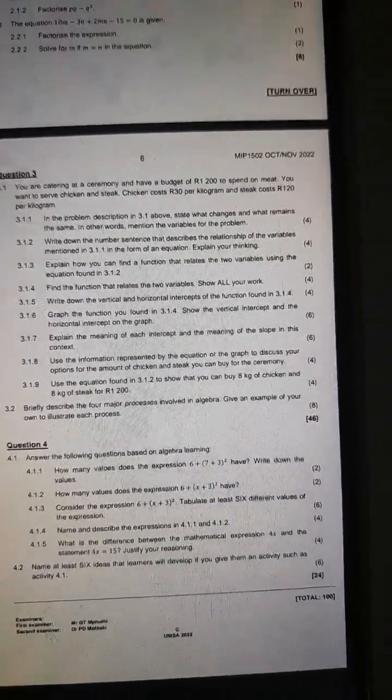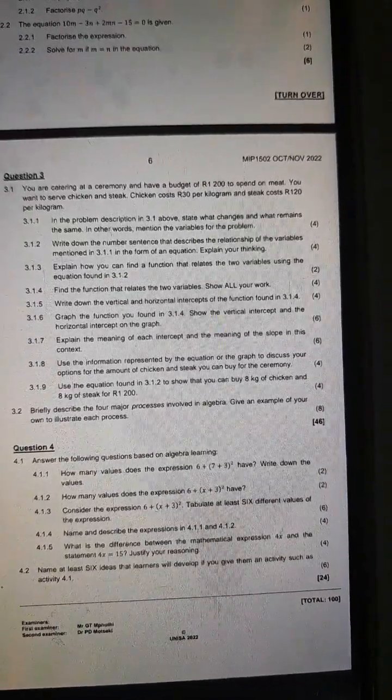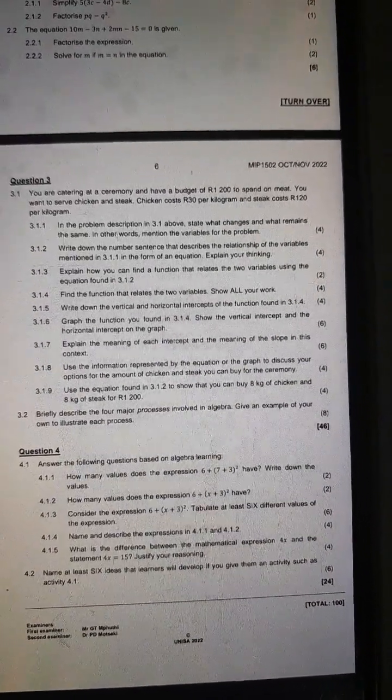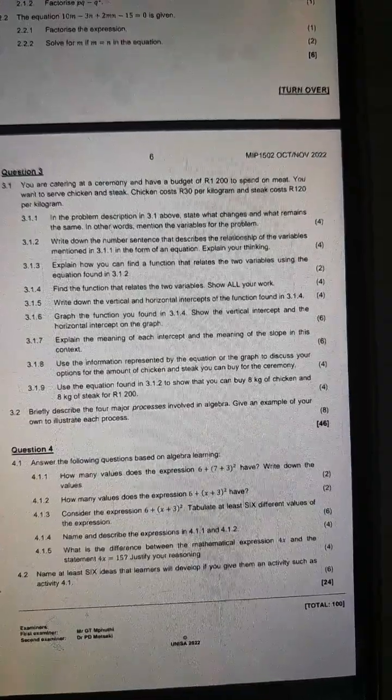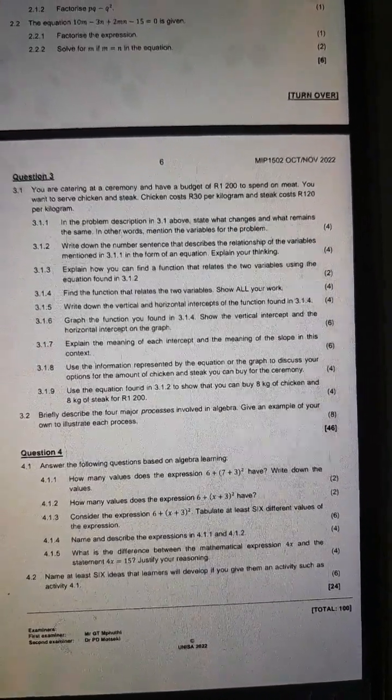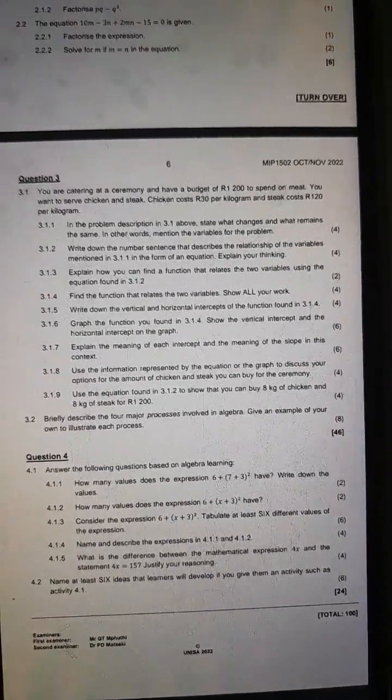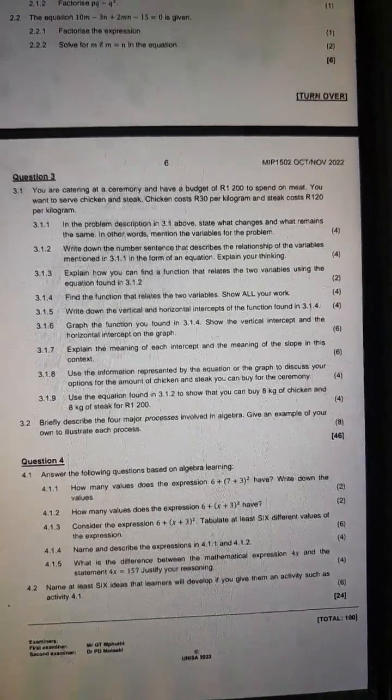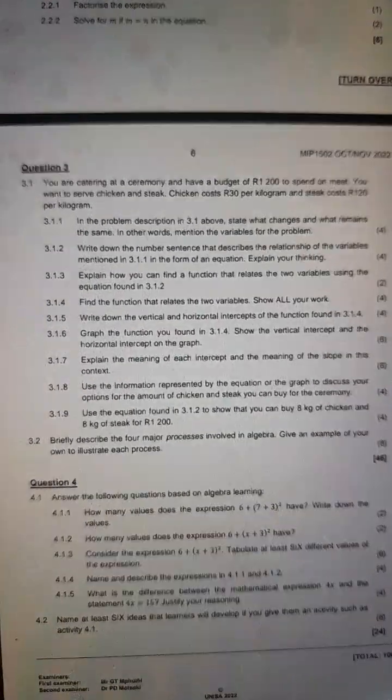When something is independent, it's going to be on the x-axis. It's going to be x. Talk about your x values dependent, your y values constant. A constant doesn't change, right? So let's focus on question 4.